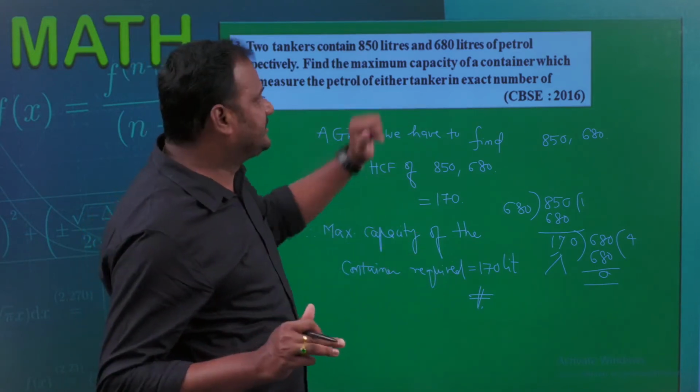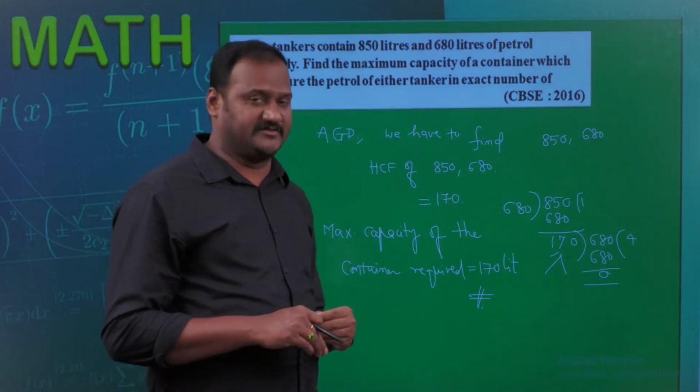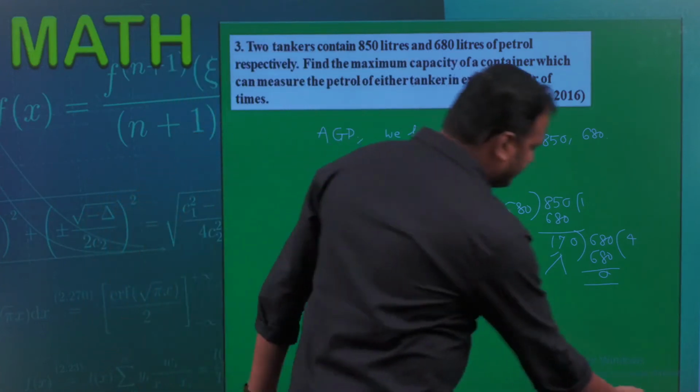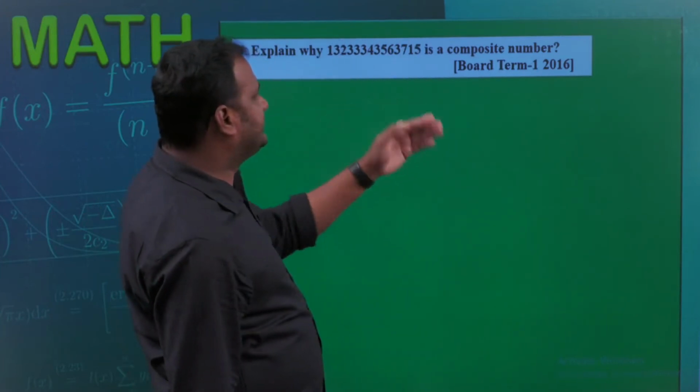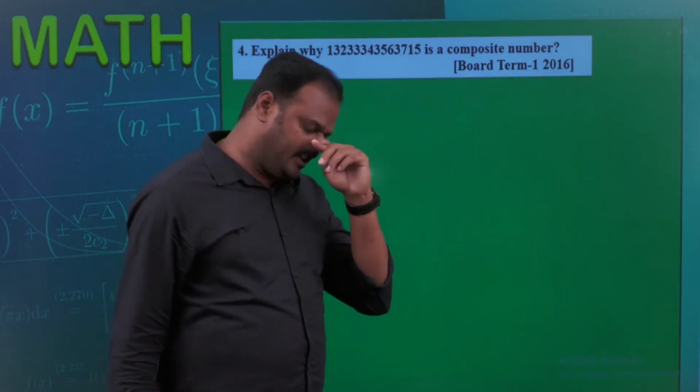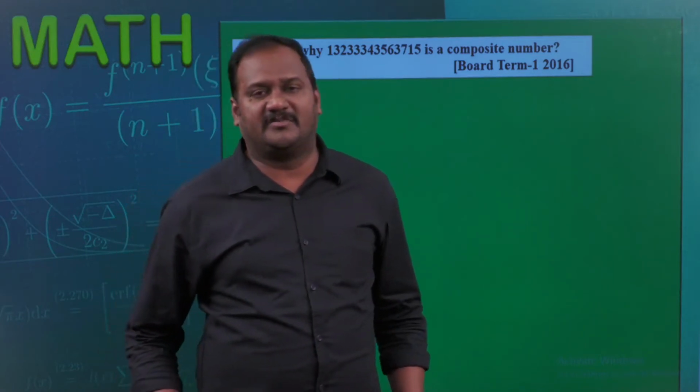Understand? So in this kind of case, you need to find the HCF of the given two numbers. So moving on to the next problem. Here the next problem is: explain why this number is a composite number. So here, what kind of numbers are composite numbers?